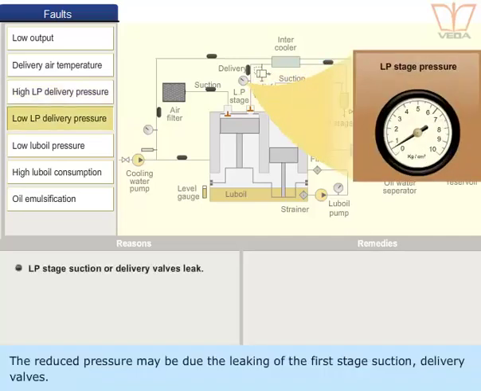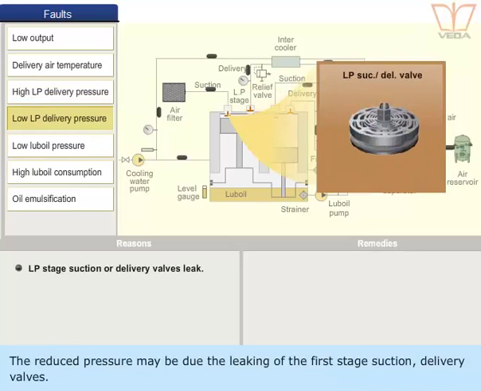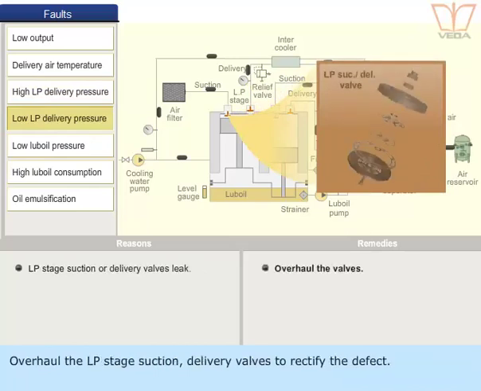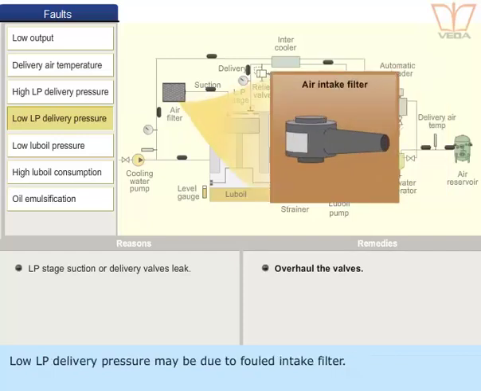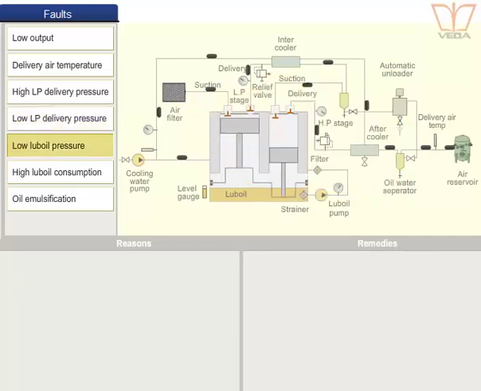The reduced pressure may be due to the leaking of the first stage suction and delivery valves. Overhaul the LP stage suction and delivery valves to rectify the defect. Low LP delivery pressure may be due to a fouled intake filter. Clean or renew the air filter element.